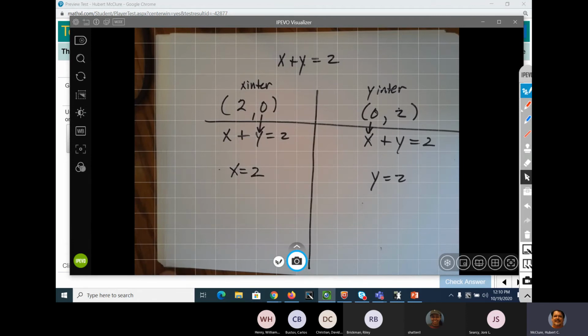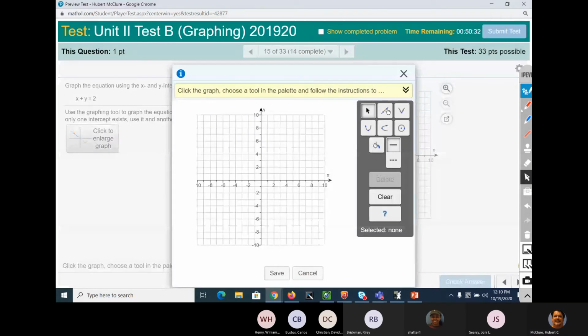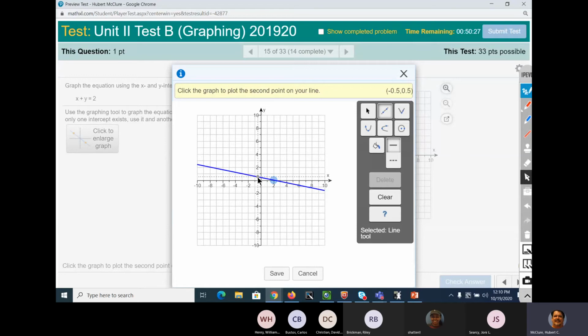Ooh, excuse me. So 2 and 0 is my x-intercept. And 0 and 2 is my y-intercept.